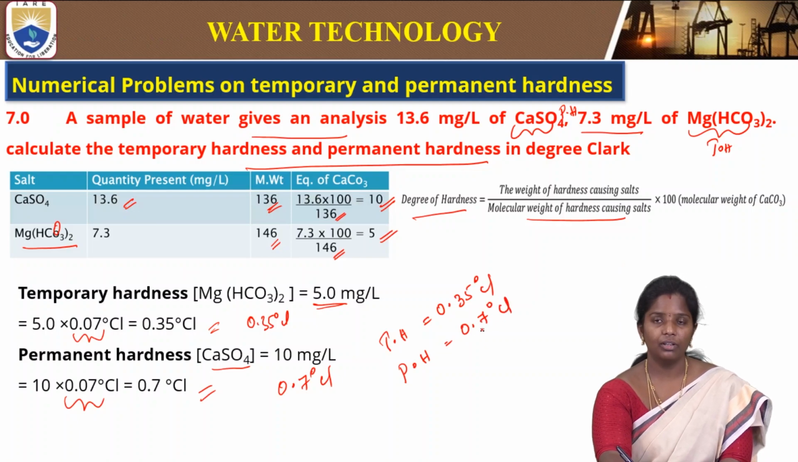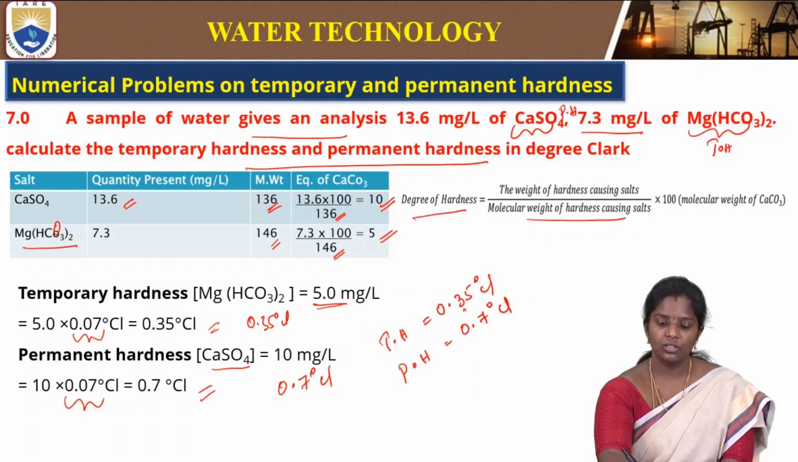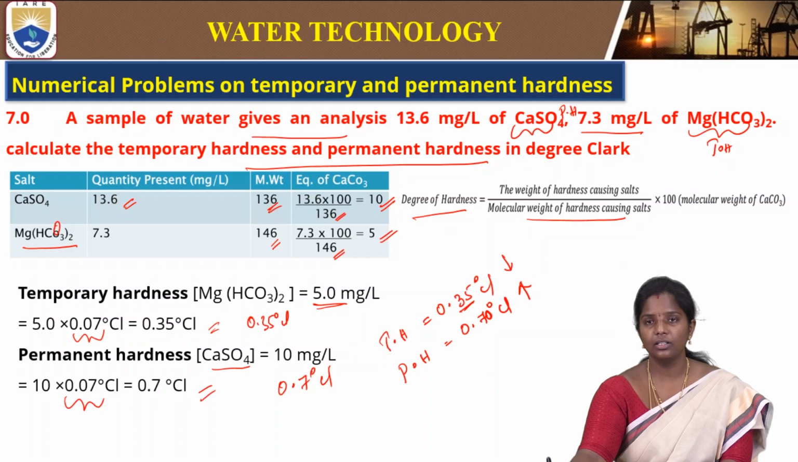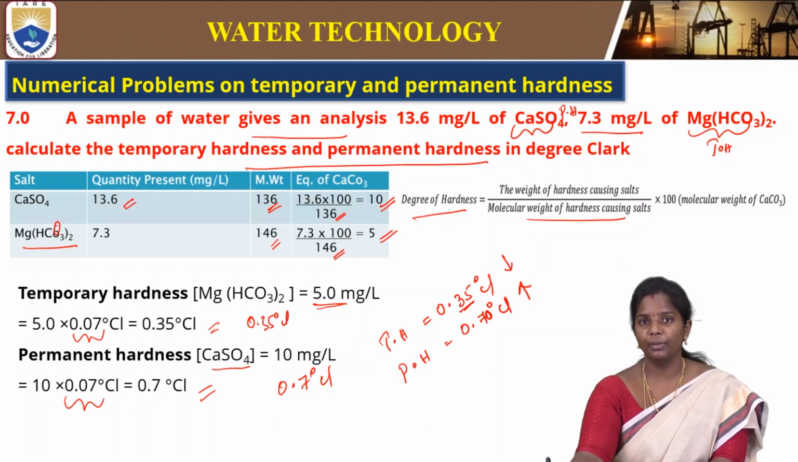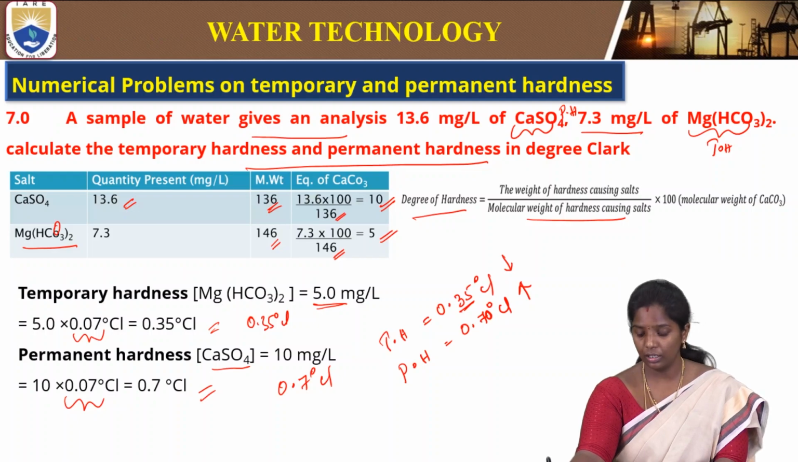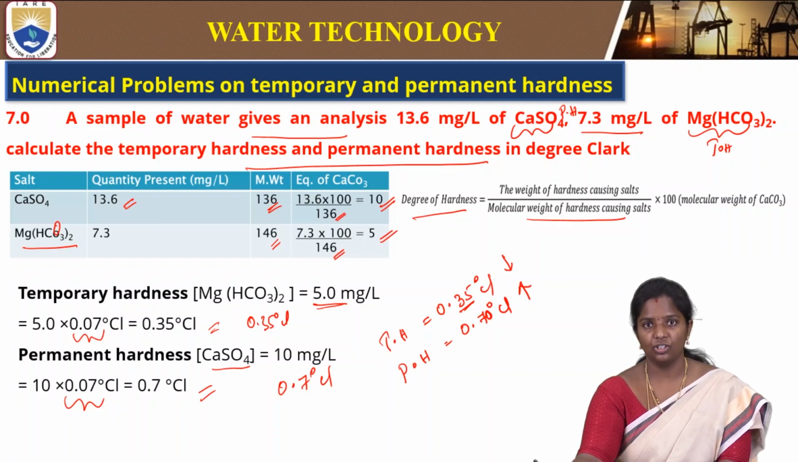Whenever we are giving any values, if it is 2 digits, we have to give this also in 2 digits. So 0.70 degree Clark. So this is high. Permanent hardness is high compared to temporary hardness. So it definitely requires a chemical treatment with chemical agents or reverse osmosis or ion exchange method before it is used for any applications.